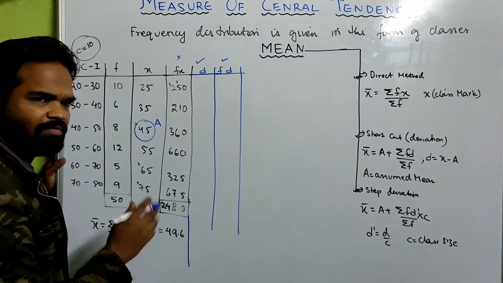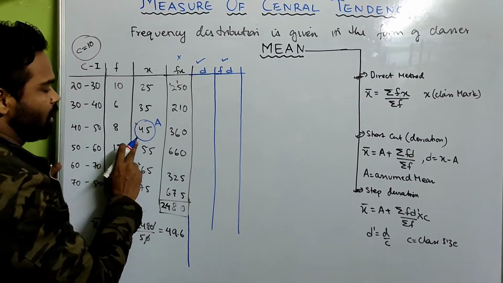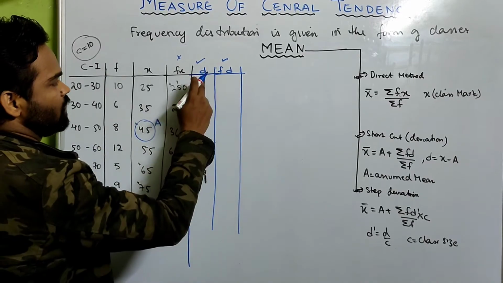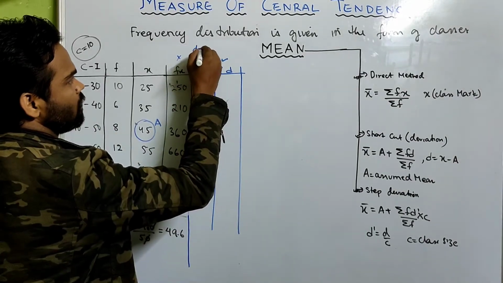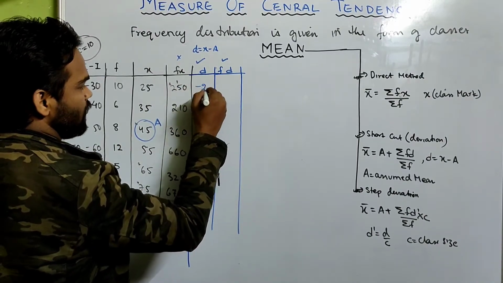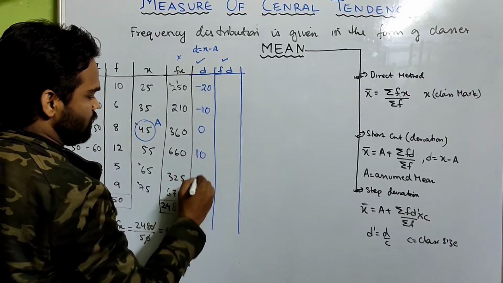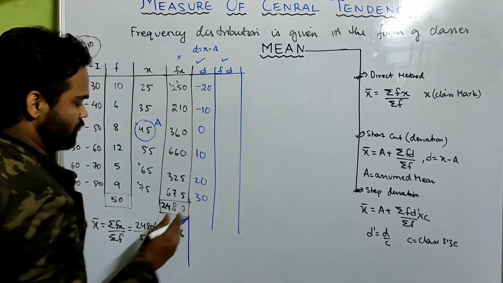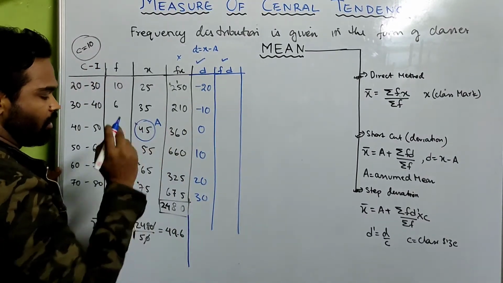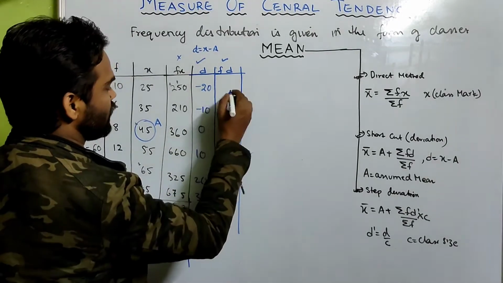Though you choose any one value, it doesn't matter. The outcome still remains the same. I've taken a as 45. So d is x minus a. 25 minus 45, that's minus 20. 35 minus 45, minus 10, 0, 10, 20 and 30. If you see 75 minus 45, 30, 65 minus 45, 20. Now what we'll do? We'll find fd.